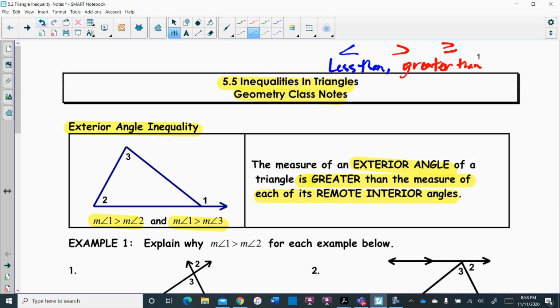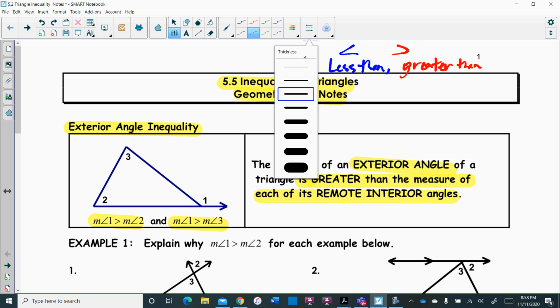So we are going to do some comparisons and think about some inequalities that could occur in triangles when we're comparing parts of those triangles, especially in the relationship of the angles. The first one we're going to talk about is this exterior angle inequality. Exterior angle inequality is dealing with the exterior angle, and I kind of want to recap on that.